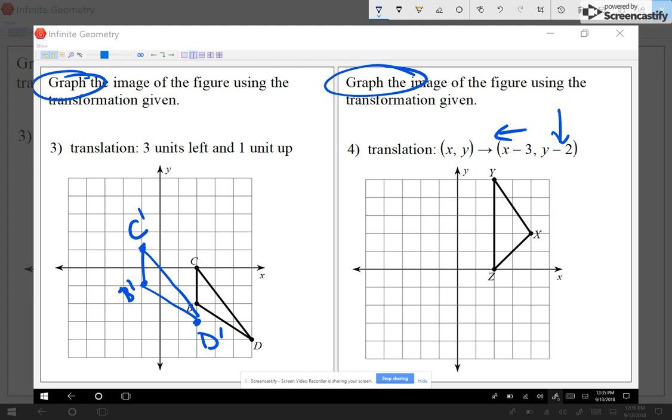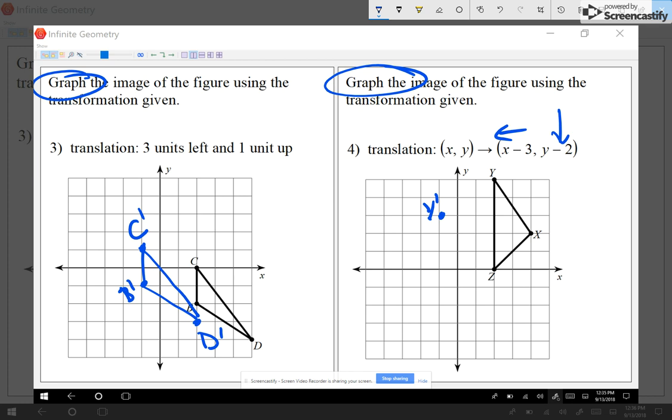So looking at this, it says 3 to the left, 2 down. If I move my y prime, it's going to give me that, right? 3 to the left, 2 down, my bad. It's going to give me that. That's my y prime, 3 to the left, 2 down. Do the same to each corner, connect the dots, you're good to go. So the same idea, but one of them I'm using words, the other one I'm using notation.